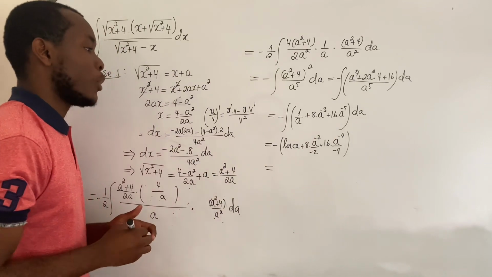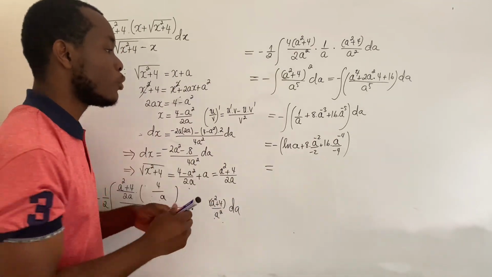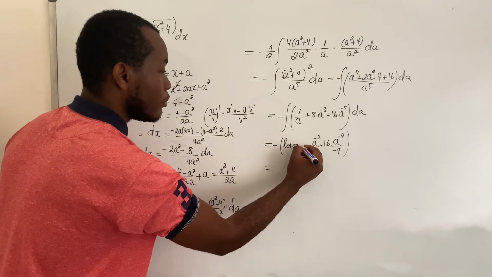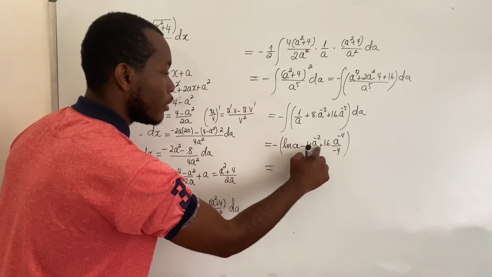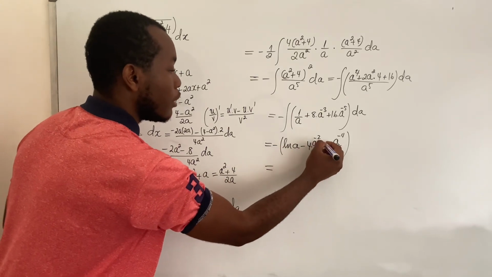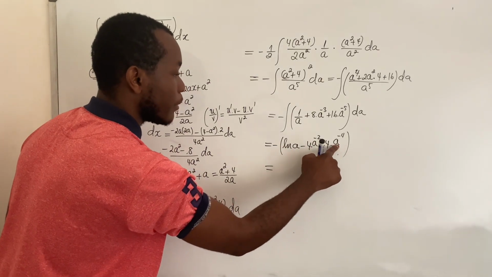Now, we can simplify this 8 and the 2, which will be minus 4 here. And we can simplify 16 and the 4, which will be minus 4 here. We can simplify.